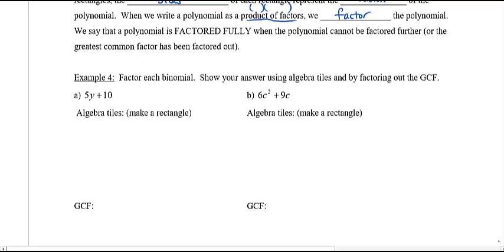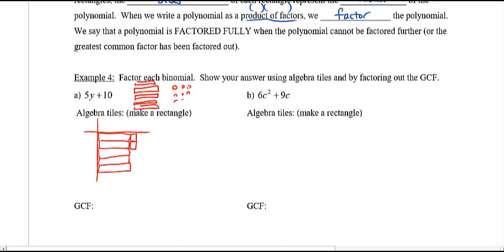Okay? So if I look at 5y plus 10, the idea is I've got 5y, so the y's are those long rods, right? 5 of them. And I've got 10 little ones. And our goal is to make a rectangle, and make the most compact rectangle possible. So if you think about 5, I think I can only do 5 rods like this. 1, 2, 3, 4, 5. And if I have to distribute the 10, I distribute 1, 2, 3, 4, 5. 1, 2, 3, 4, 5.